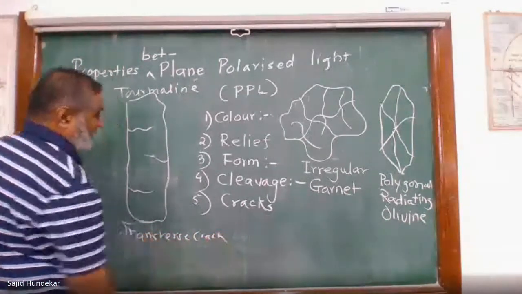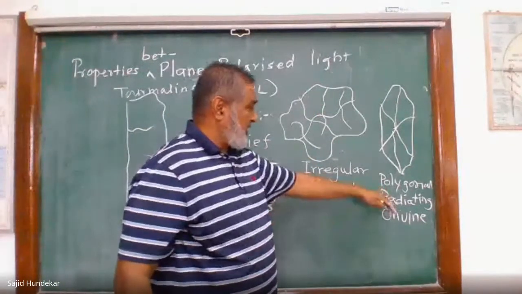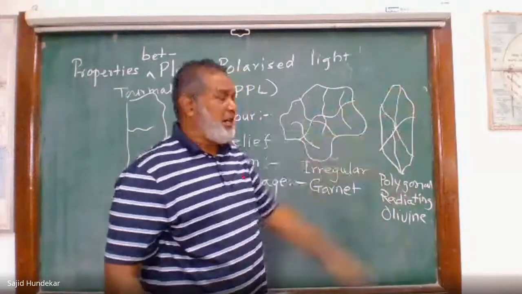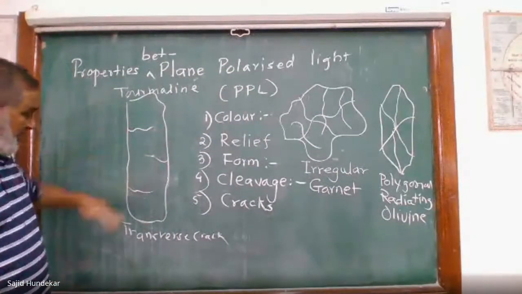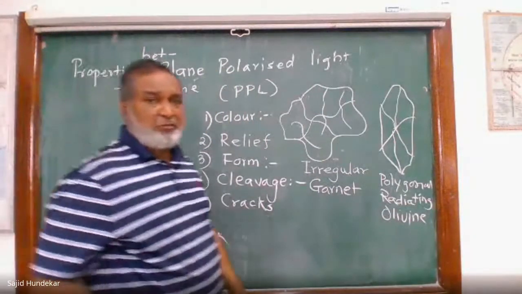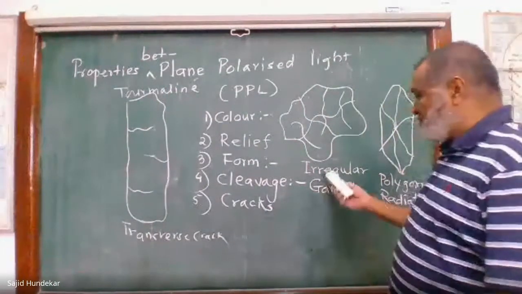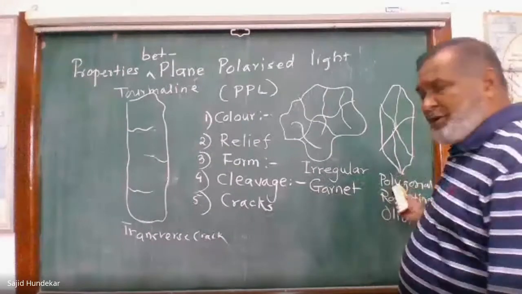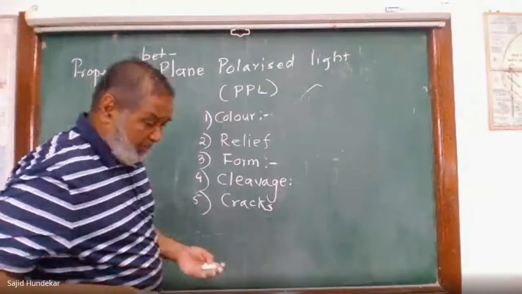So here we have three cracks. One is irregular cracks cutting each other. Second one is radiating from the center, radiating in all directions. And third one, perpendicular to the length, is called transverse cracks. So three cracks: irregular cracks, polygonal or radiating cracks, and transverse cracks. Number 6 property.